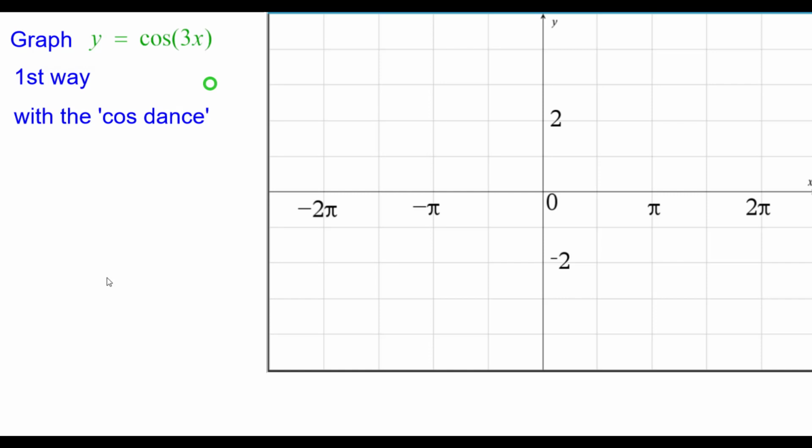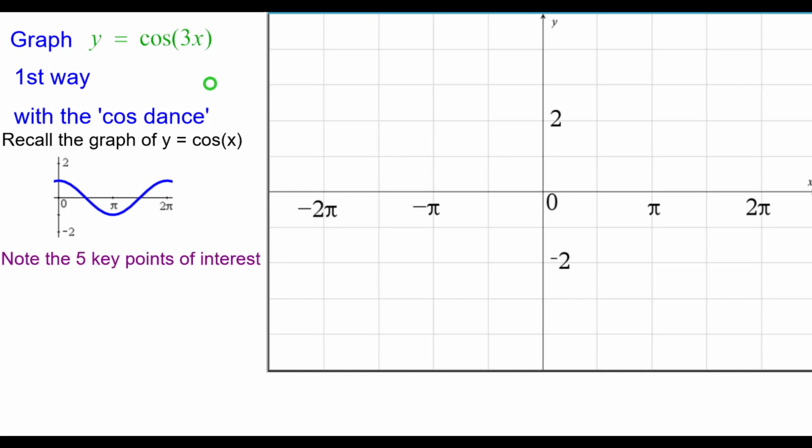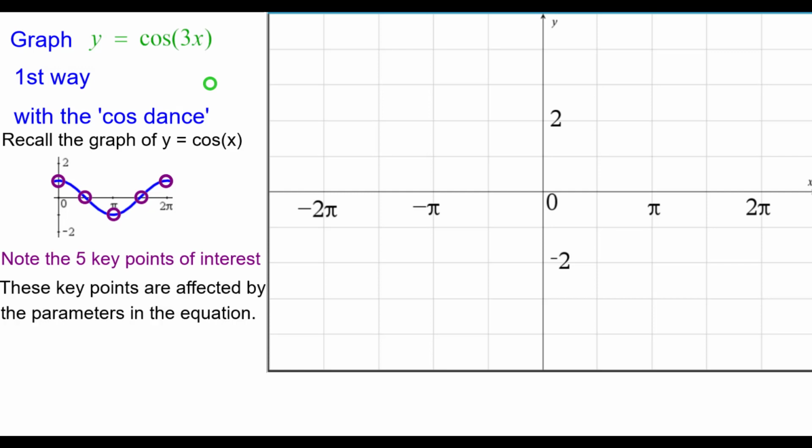The first way is with what we call the cosine dance. Recall what the graph of the cosine function looks like and the 5 key points of interest. These key points are affected by the parameters in the equation. In fact, all the points are affected by the parameters in the equation. The only parameter is the 3 times inside the parentheses.